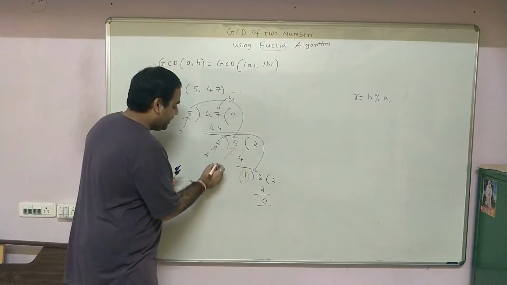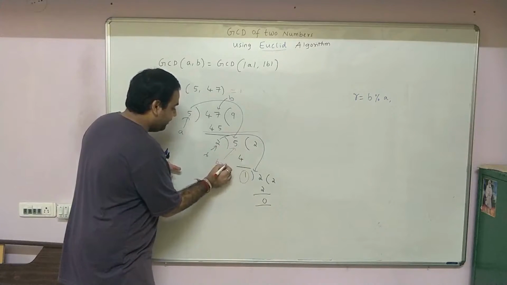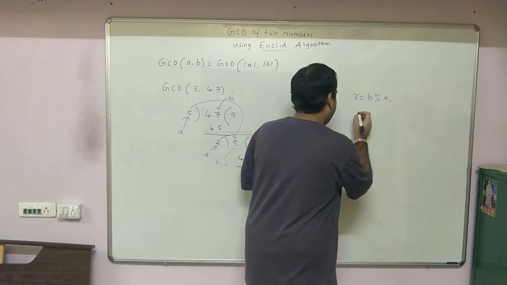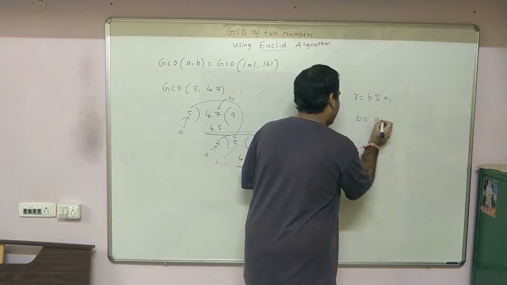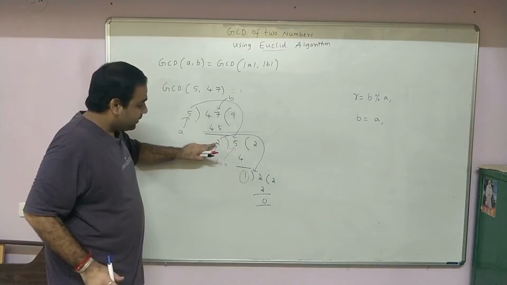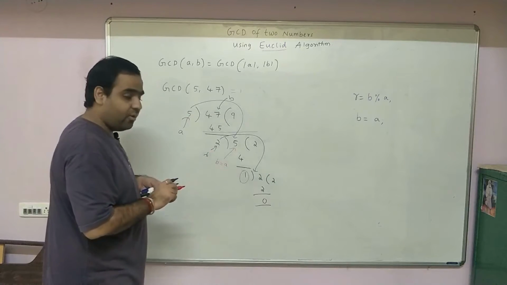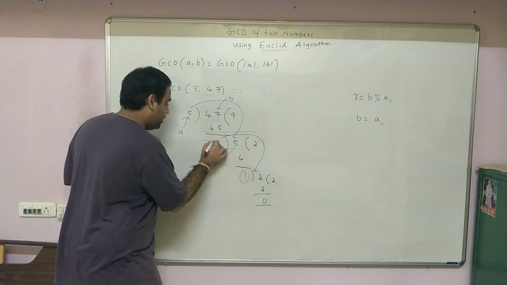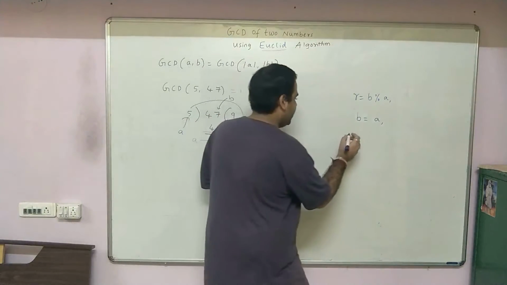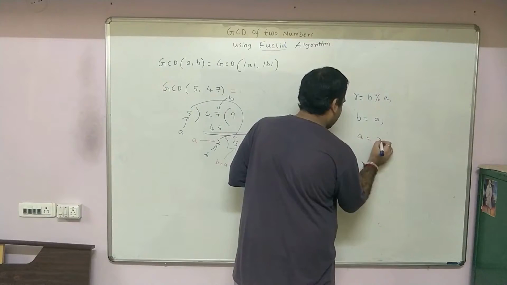Therefore, what can I write? B gets the value of A, because we said that B will be the dividend. Are you getting it? B gets the value of A. Now this remainder should be the next divisor. The divisor is A for us. So what do we say? A gets the value of R. I write over here: A gets the value of R.